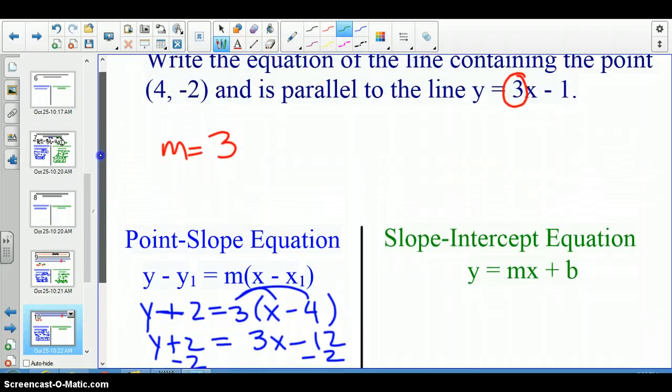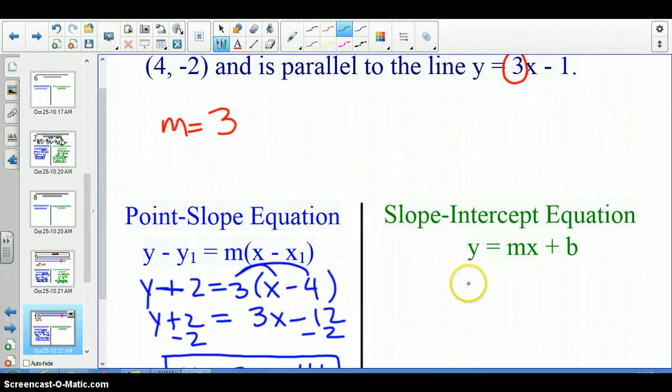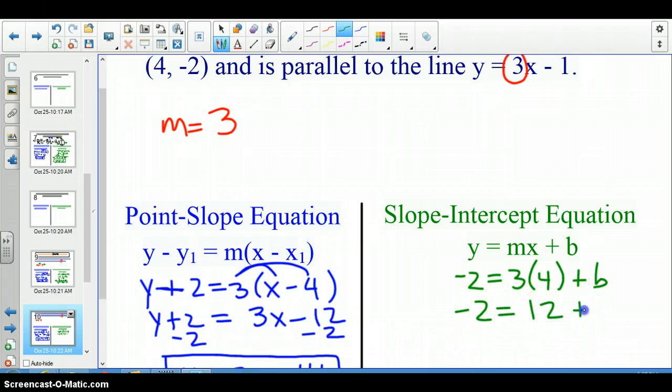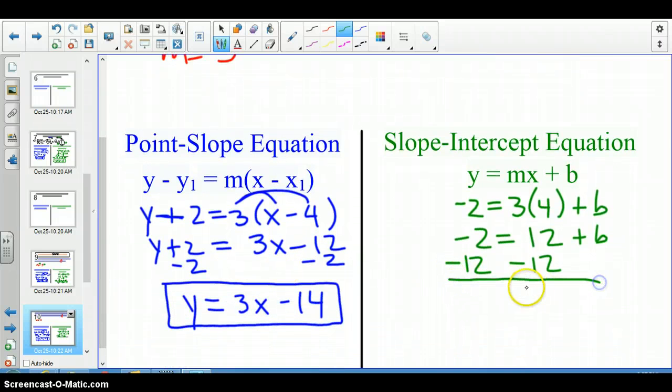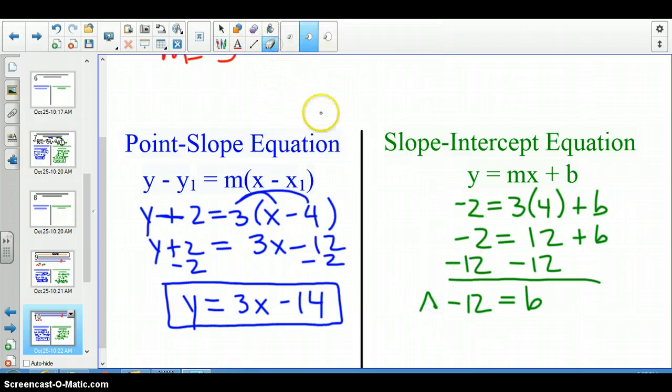So now I'm going to do the slope-intercept form. So my y is -2 equals my slope of 3 times my x, which is 4, plus b. Multiply on the right side. 4 times 3 is 12. Then subtract 12 from both sides, because you want to get b all by itself, and we want to write this in slope-intercept form. I'm sorry, -2 minus 12 is -14.